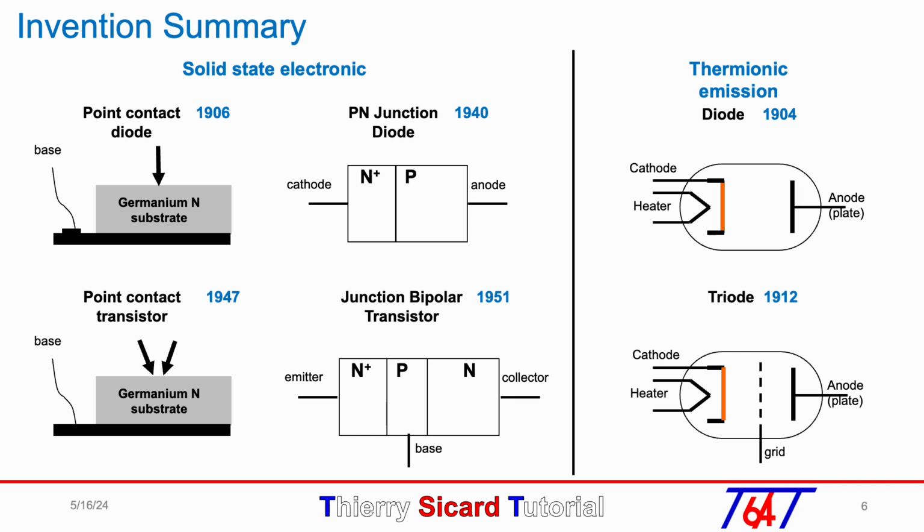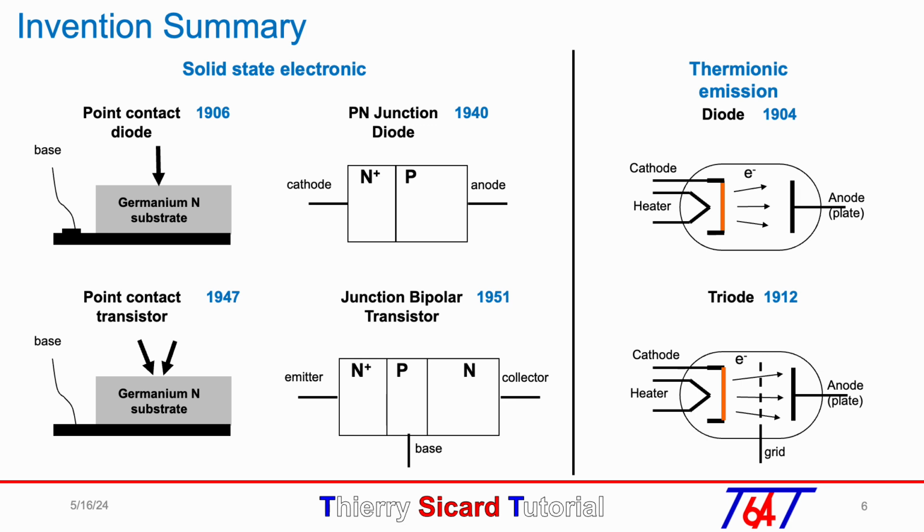It is interesting to see the common point between all those components. For the thermionic emission, the electrons are produced by the cathode at 800 degrees C and accelerated in the vacuum with an electric field to the anode. In the triode, the electron flux is controlled by the grid.